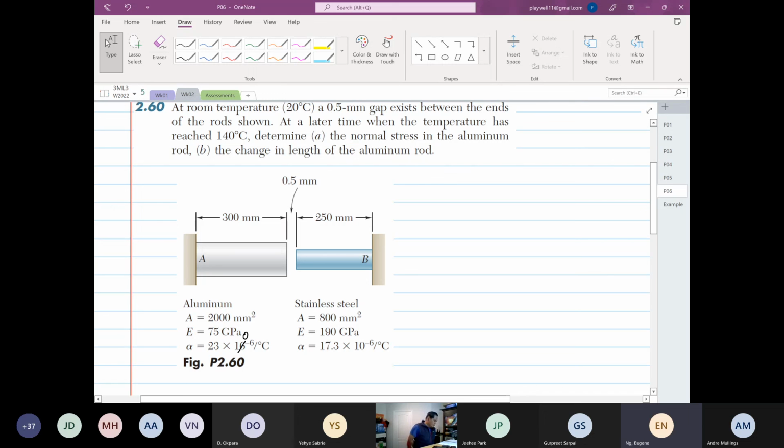So the first thing we know is the original temperature, the ambient temperature, T0, is 20 degrees C. And T1 is equal to 140 degrees C. So the change in temperature, the general formula is the new temperature minus the original temperature, which is 20. So this is equal to 140 minus 20. So it's positive 120 degrees C.